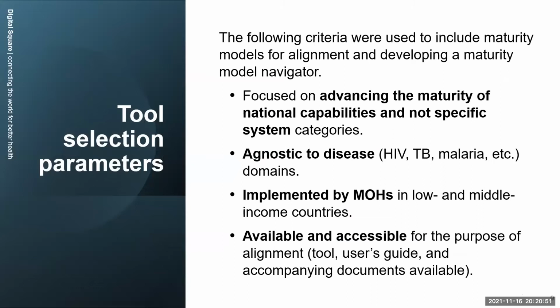So the tool selection parameters: how did we decide which maturity models to include here in the Navigator? One, focus on the national capabilities and not any single system, not supply chain in particular, not EMR.